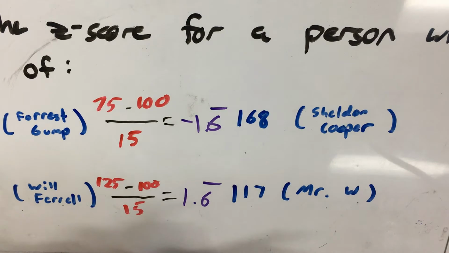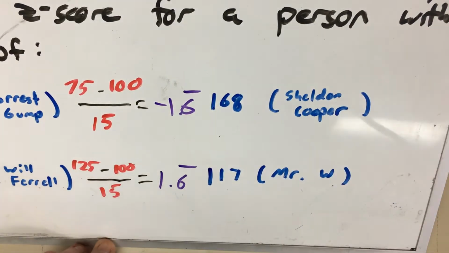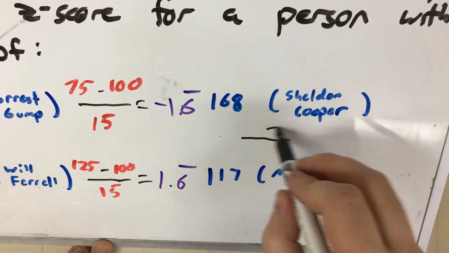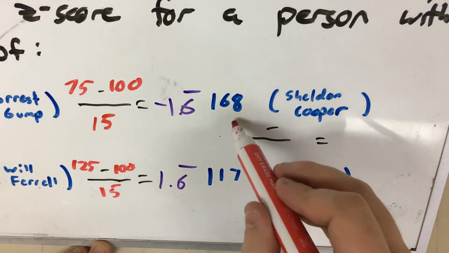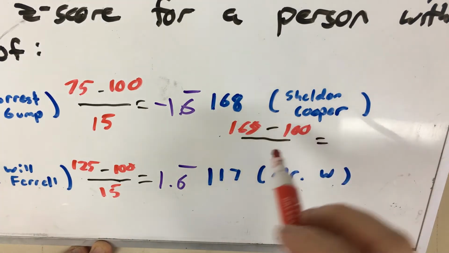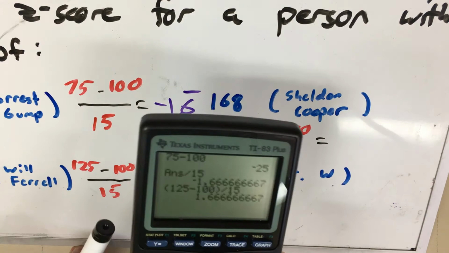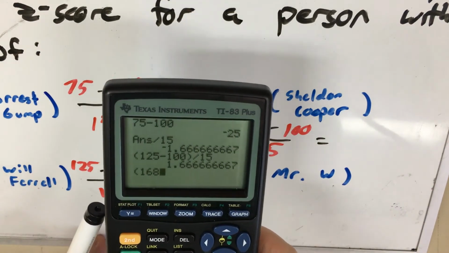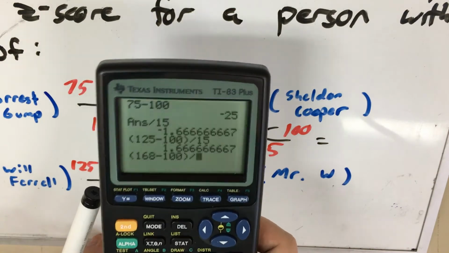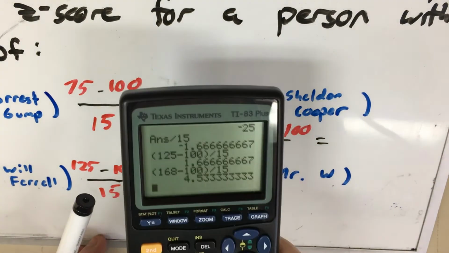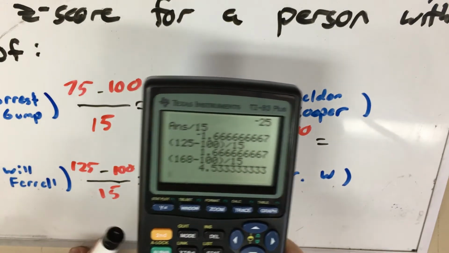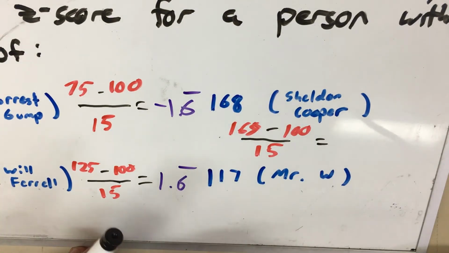Over here, we have two more very famous people, Sheldon Cooper from The Big Bang Theory, whose IQ is 168, and then Mr. W himself, whose IQ is 117. So for Sheldon Cooper, I'm going to start with the exact same idea. I'm going to take 168, subtract from it 100, divide that by 15. And if I type this in my calculator, 168 minus 100, close parentheses, divided by 15. So Sheldon Cooper's IQ is about 4.5 standard deviations above the mean, 4.53 repeating.